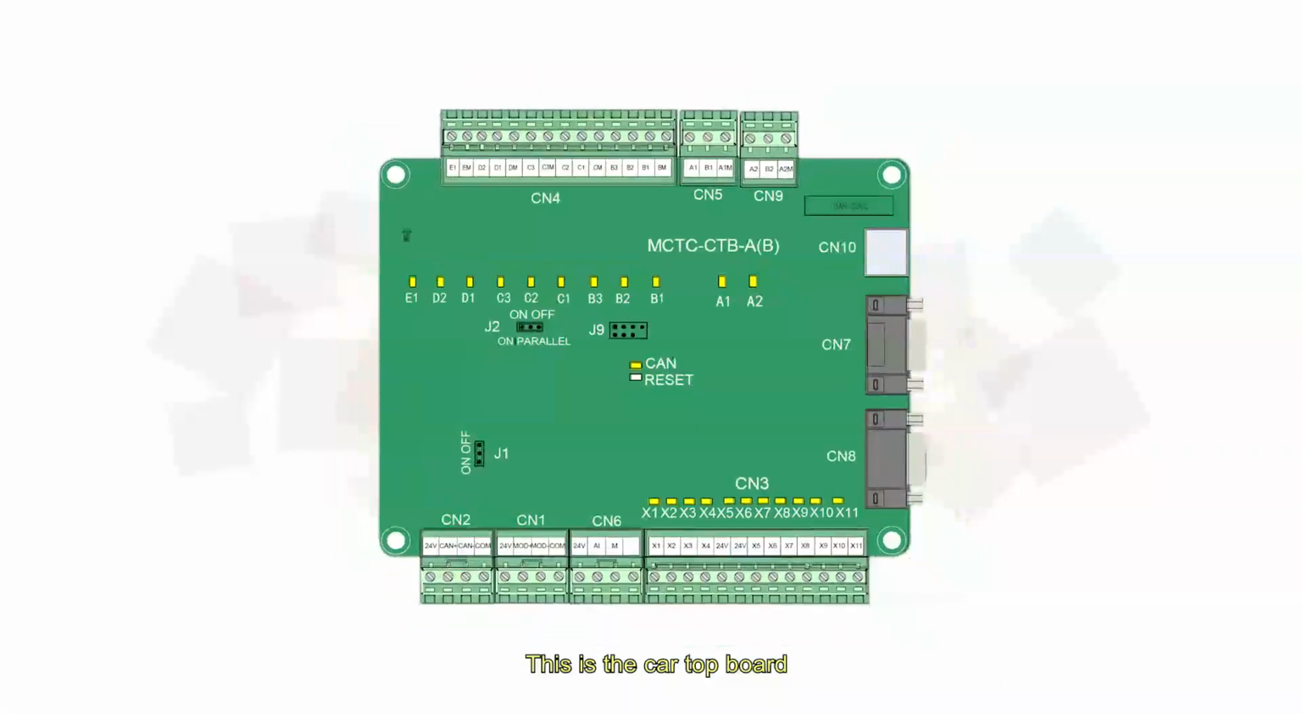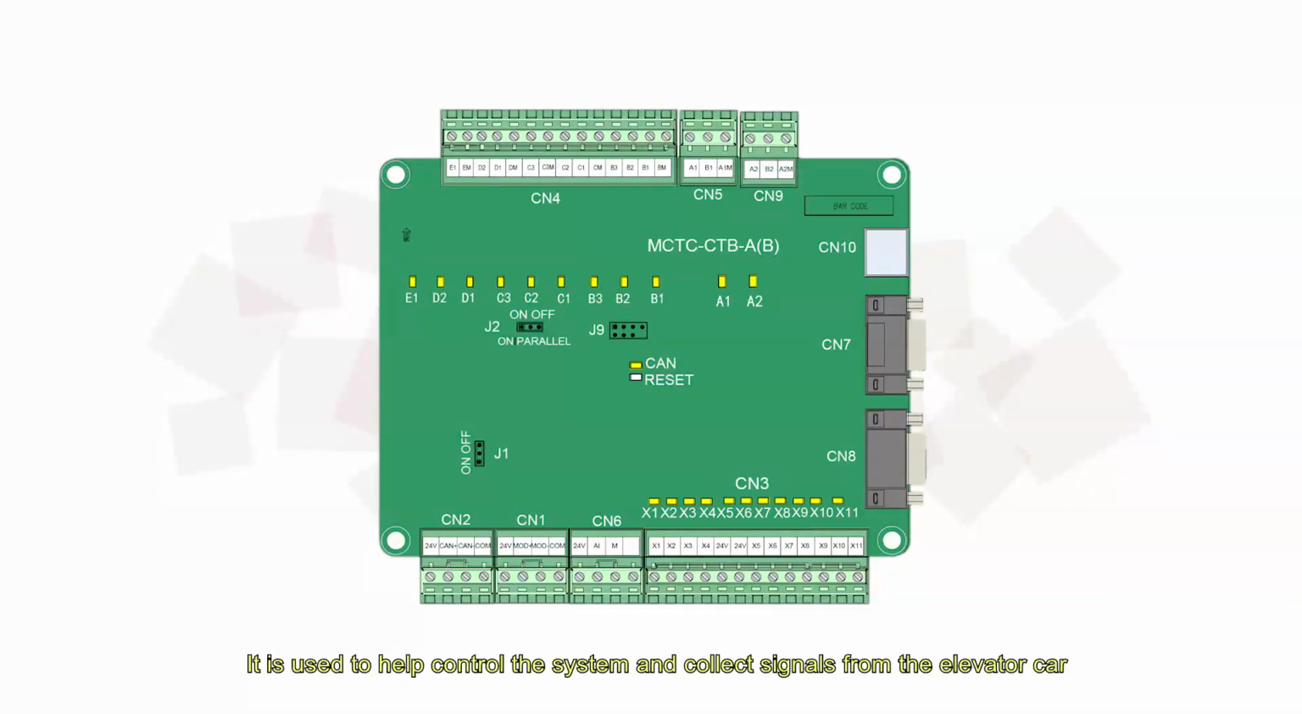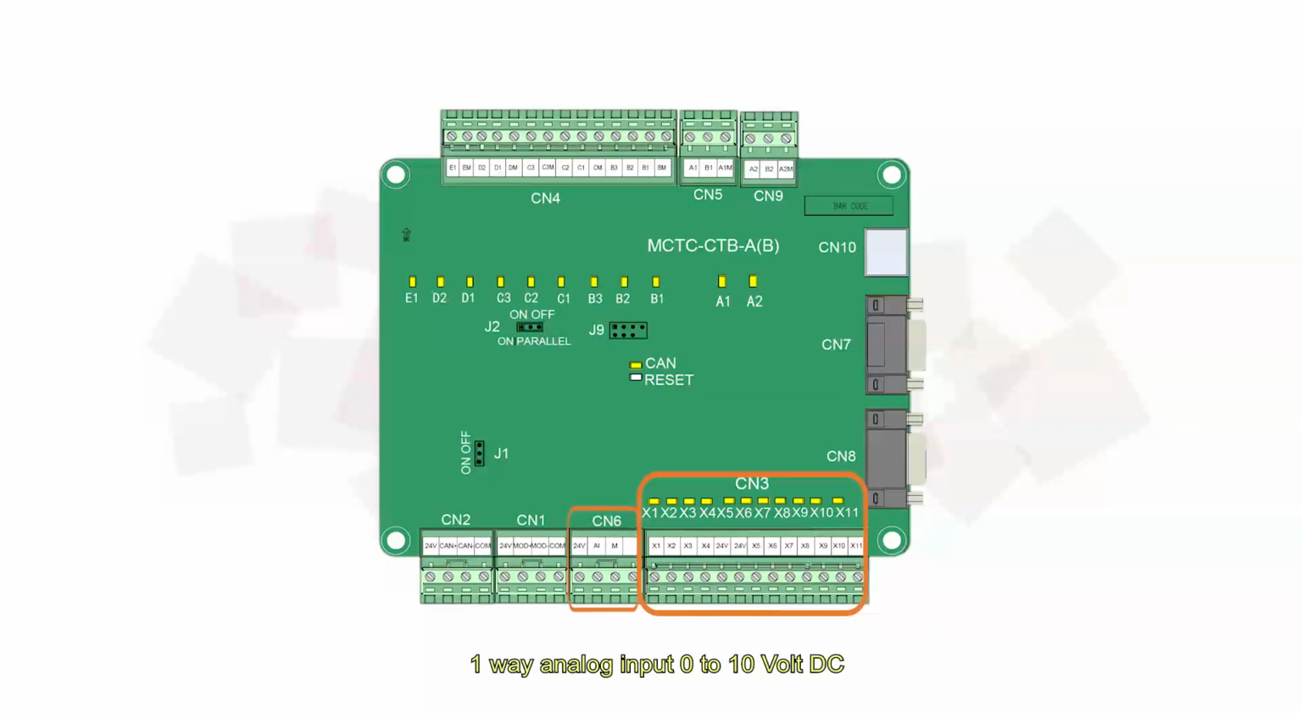This is the car top board. It is used to help control the system and collect signals from the elevator car. It communicates with the system through CAN communication. It has 11 ways of optocoupler isolation switch input with 24-volt DC, one-way analog input 0 to 10-volt DC, 5 pairs of 10 ways relay output, one-way CAN communication with the motherboard, one-way MOD cabin display communication, 2 ways cabin operation port, and one-way cabin parameter adjusting port.